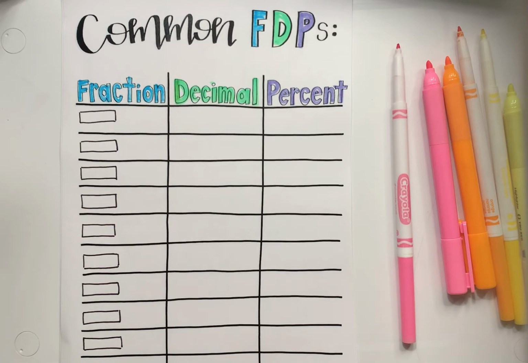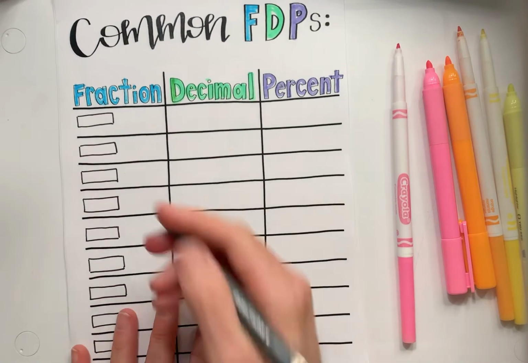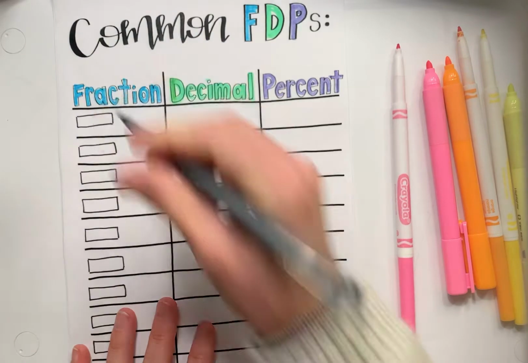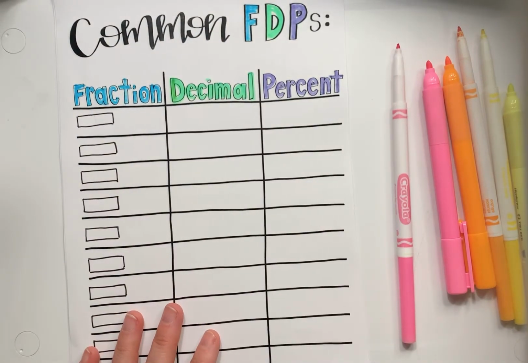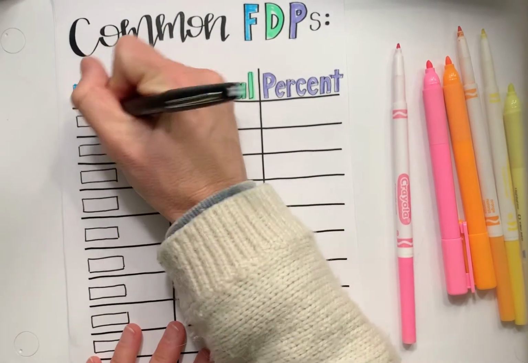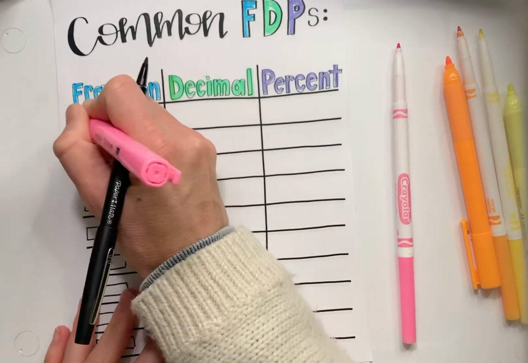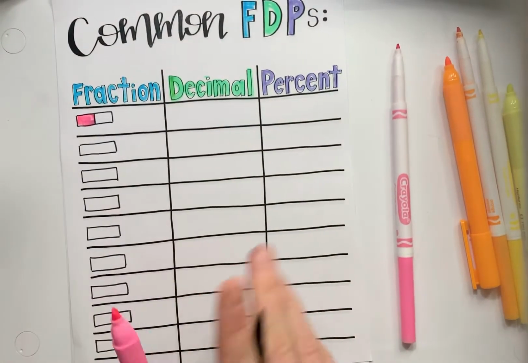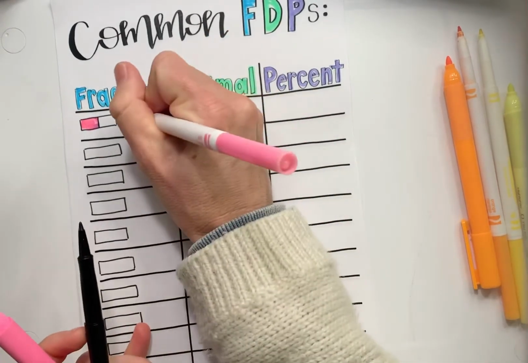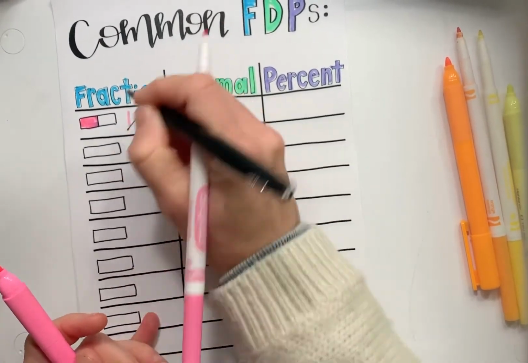So the first one we're going to look at is the fraction 1/2. All right, so we're going to take a little fraction bar and we're going to show 1/2. Okay, so that looks like this. 1/2.